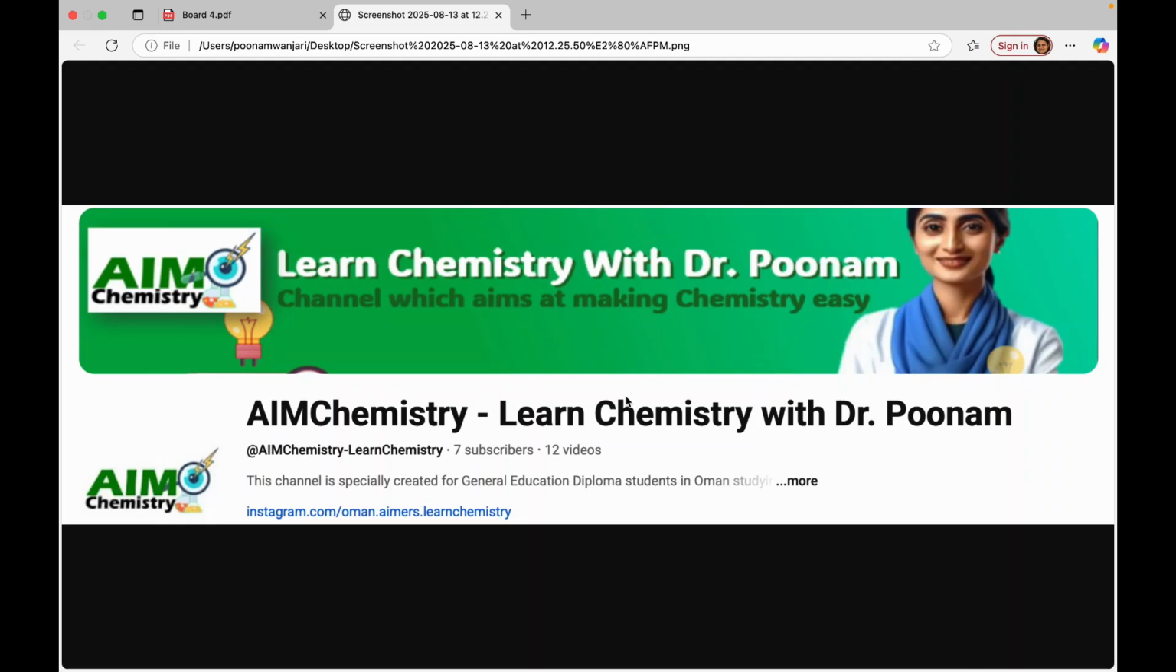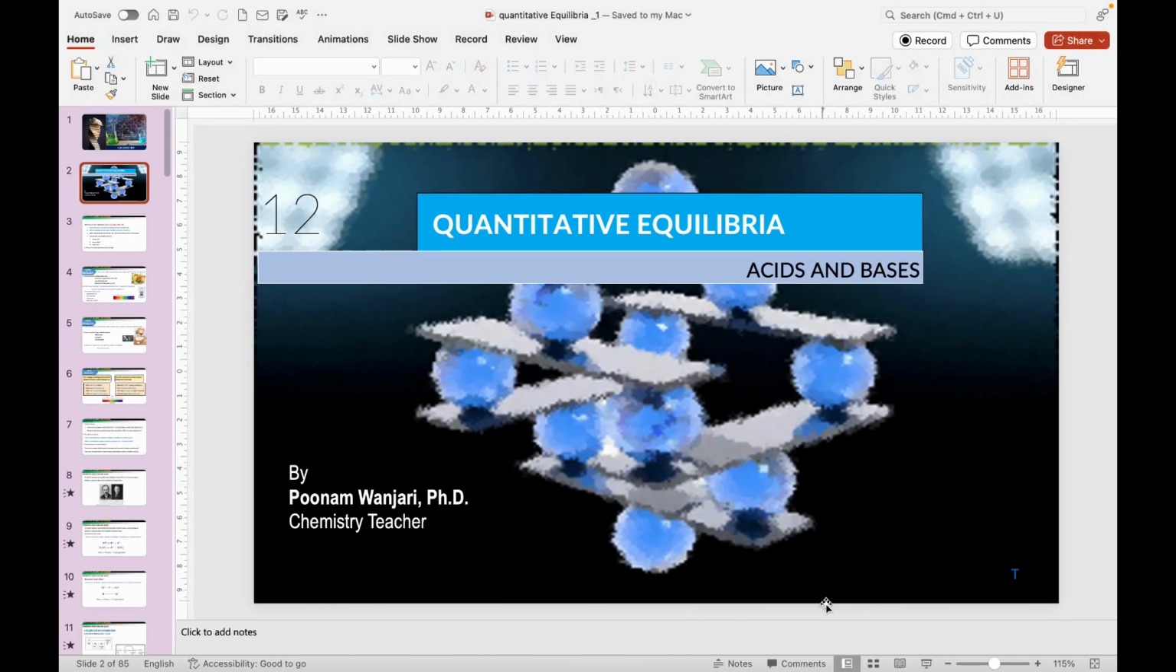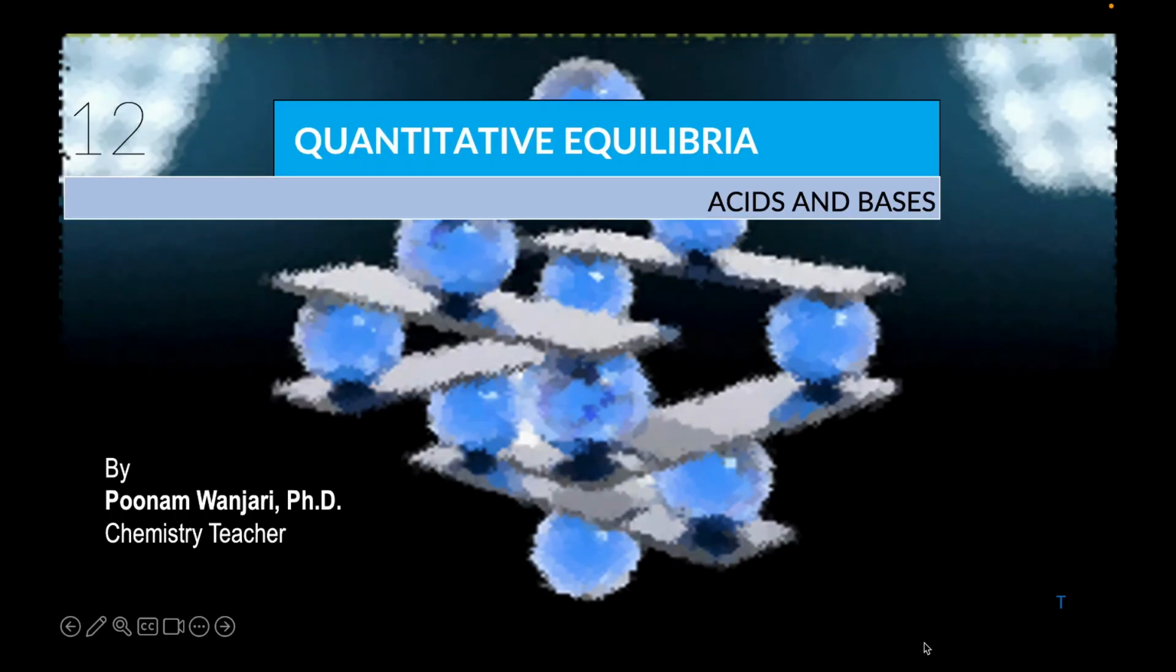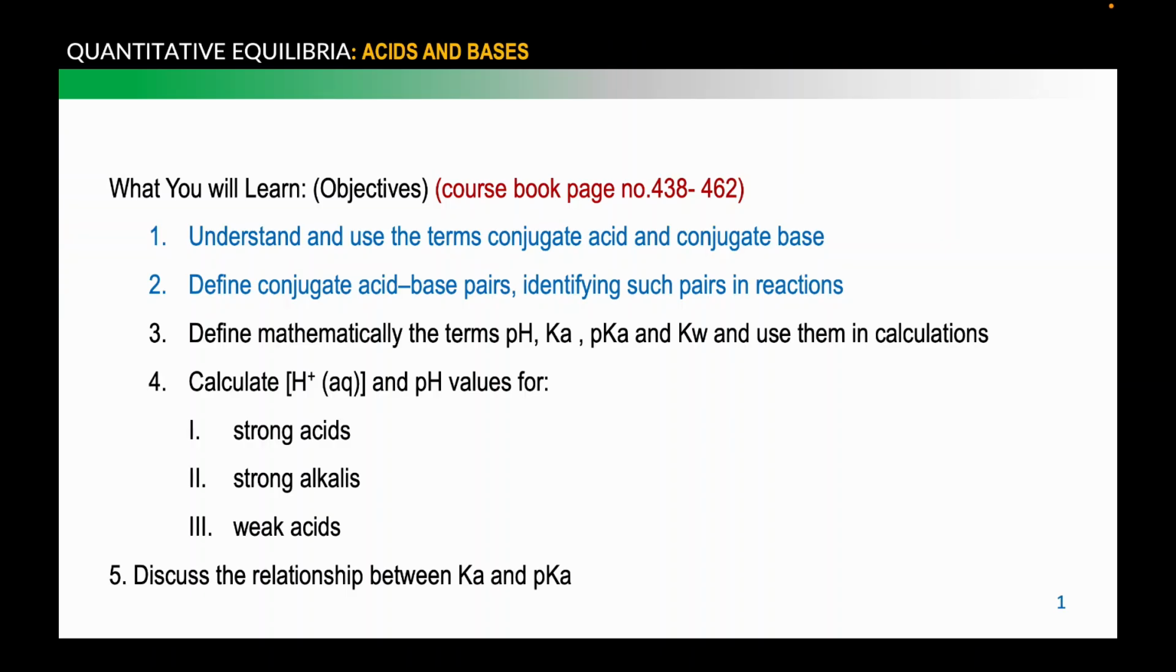In this video, we will start Unit 1, that is Quantitative Equilibria, where the topic is acids and bases, and today we are going to focus on conjugate acid and base, which is an essential concept in understanding acid-base chemistry. So mainly we are going to cover the first two objectives, where we will understand and use the terms conjugate acid and conjugate base. In addition to it, we will define what is meant by a conjugate acid-base pair, and we will take some examples to identify such pairs in reactions.